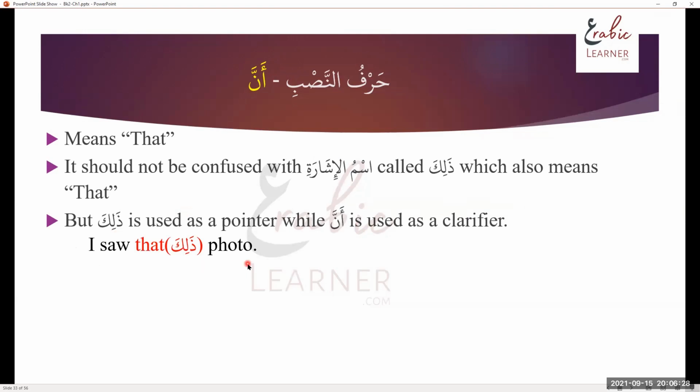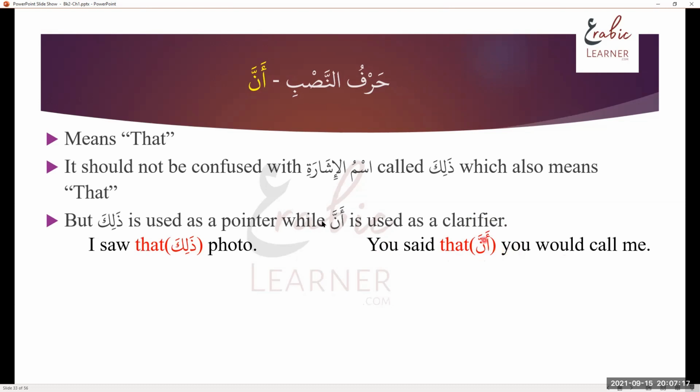So for example, if I want to say, I saw that photo, I saw that man, I'm pointing to somewhere far away. So here that means dhalika. That's why it is called ismul ishara. But if I want to say, you said that you will call me, in this I'm not pointing at anything, rather I'm elaborating, I'm clarifying more what you said. So here it is anna.